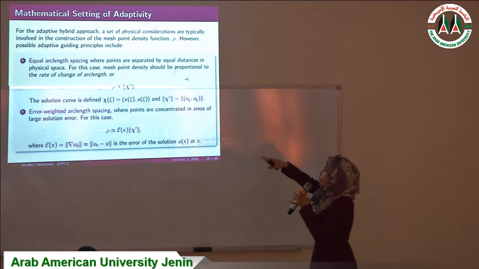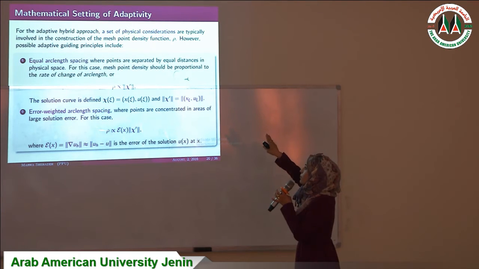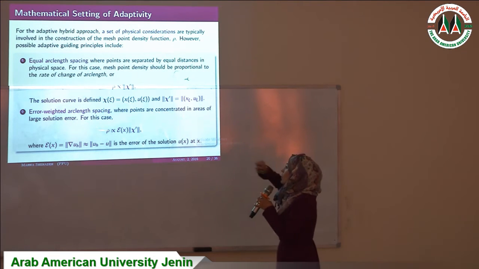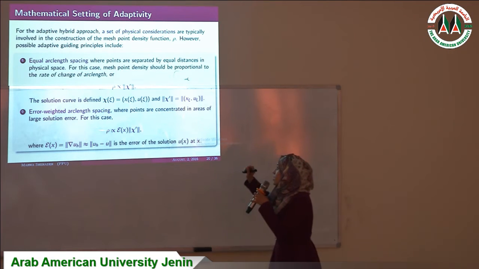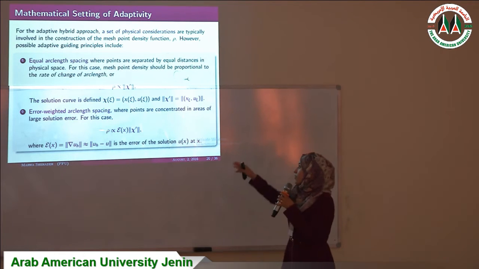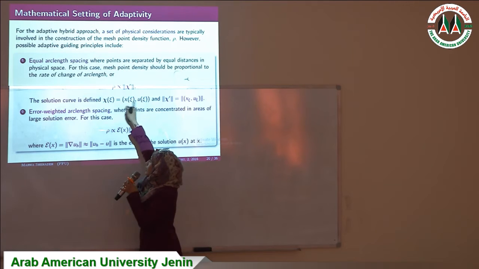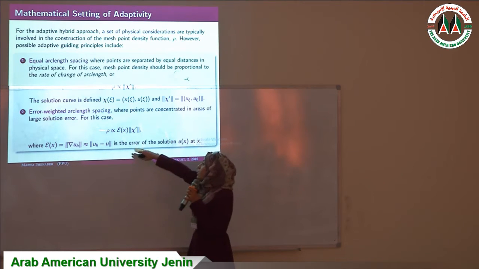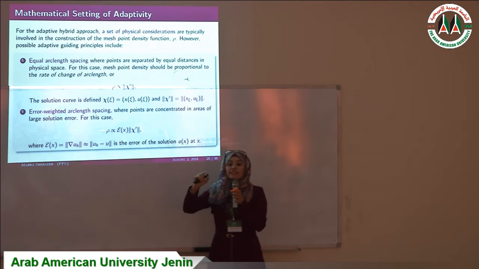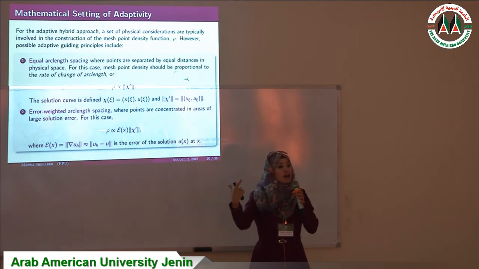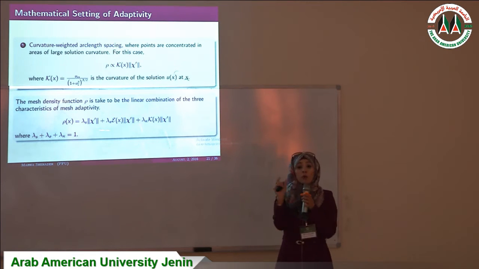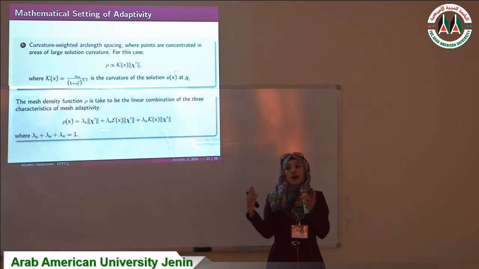Okay, there are some physical considerations for the hybrid approach. We should talk about the density function rho: equal arc length spacing, where points are separated by equal distance along the solution, where the density function is proportional to arc length; error-weighted arc length spacing, where the points are concentrated or clustered in the area of high error; and finally curvature-weighted arc length spacing, where points are clustered in areas of large curvature.